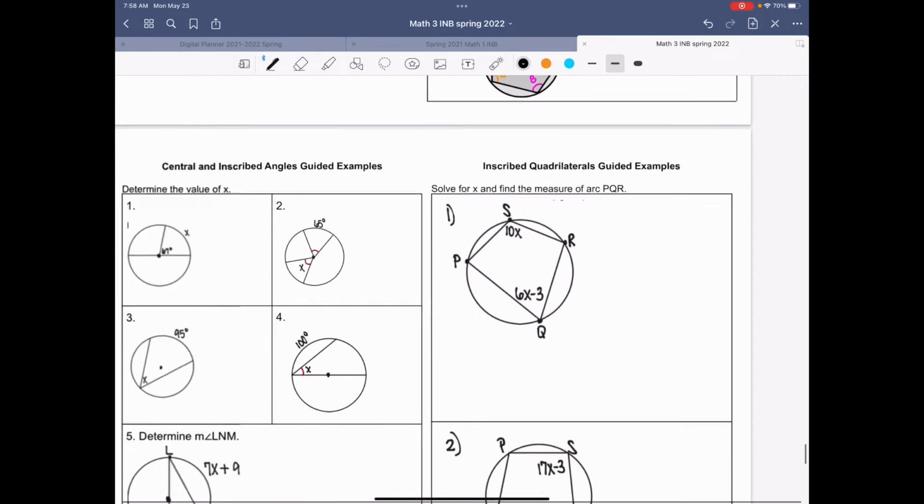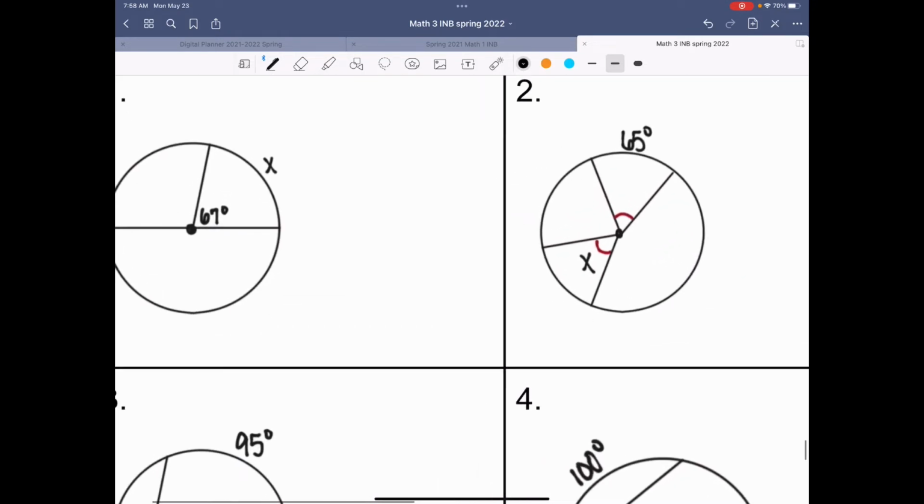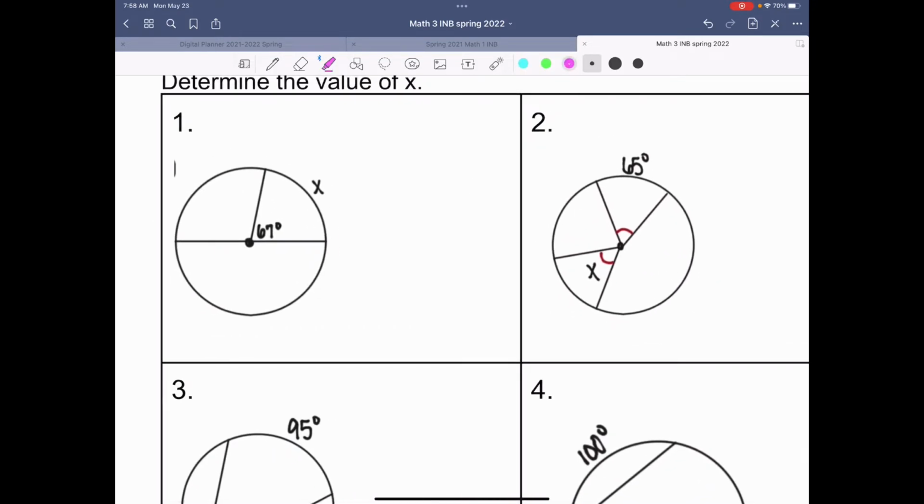All right, so for our first example, so right here I can see that I have a central angle, and that central angle has an arc, and that arc that's being measured is right here. So they want to know, what is the measure of the arc? Well, the theorem says that if I have a central angle, then my central angle is equal to its arc. So therefore, x is equal to 76 degrees.